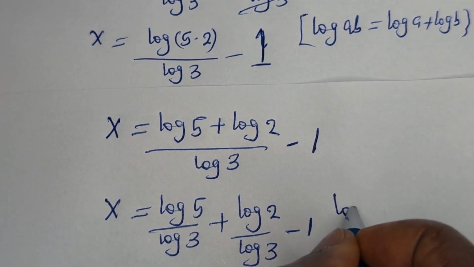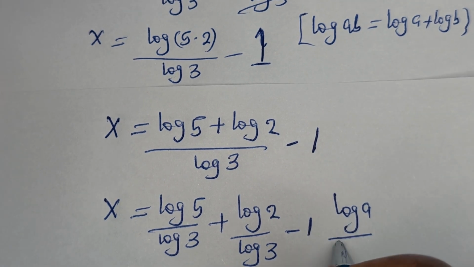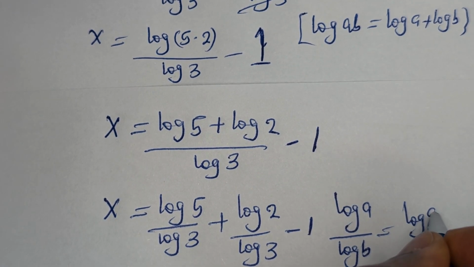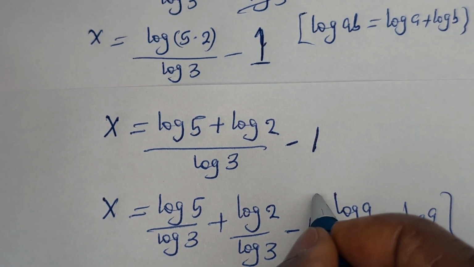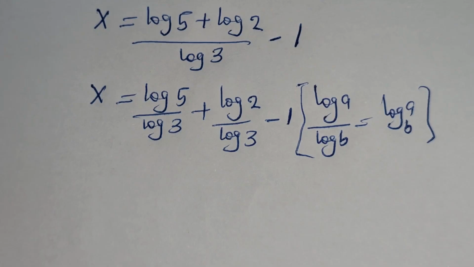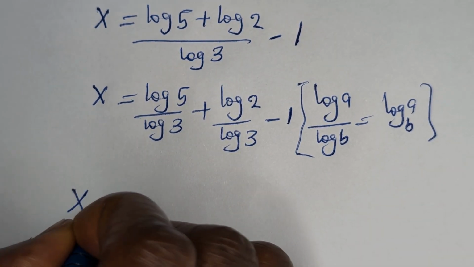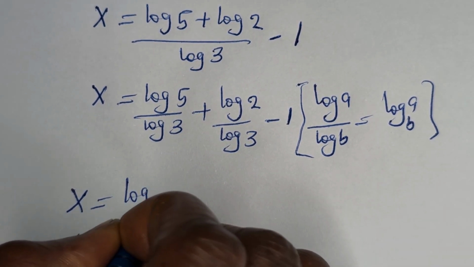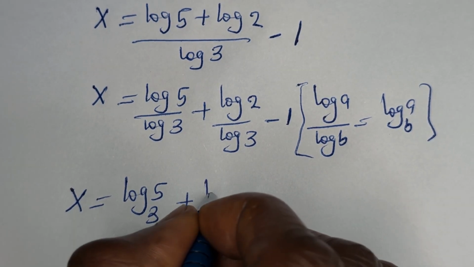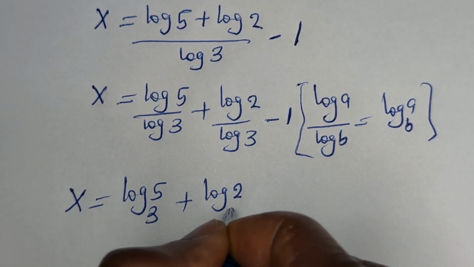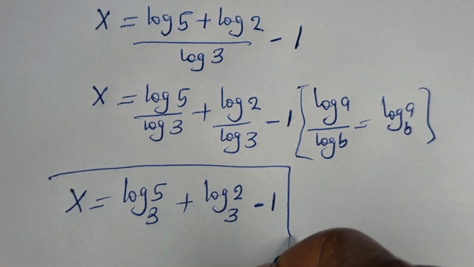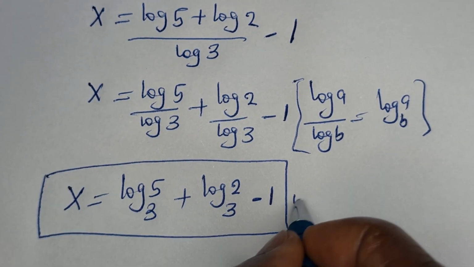If you have log A over log B, this is equal to log A base B. s is equal to log 5 base 3 plus log 2 base 3 minus 1. This is the final answer. We may check to confirm if this answer is right or wrong.